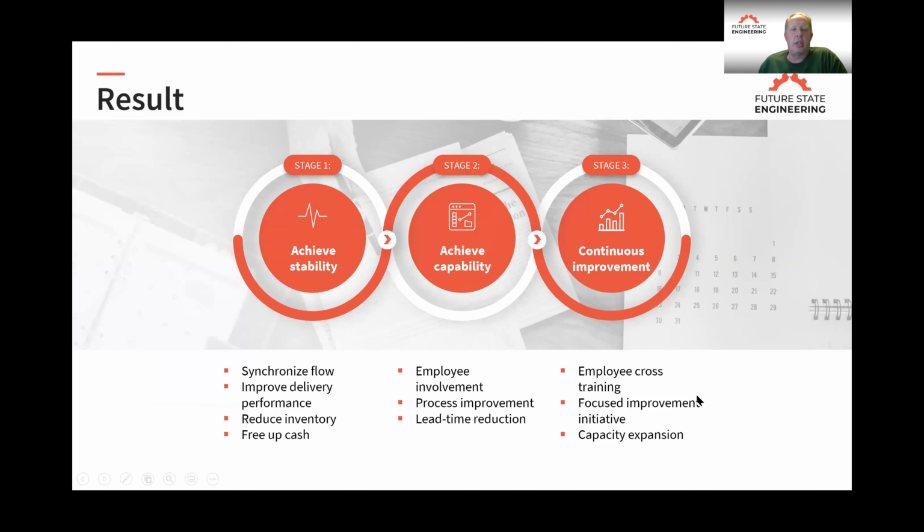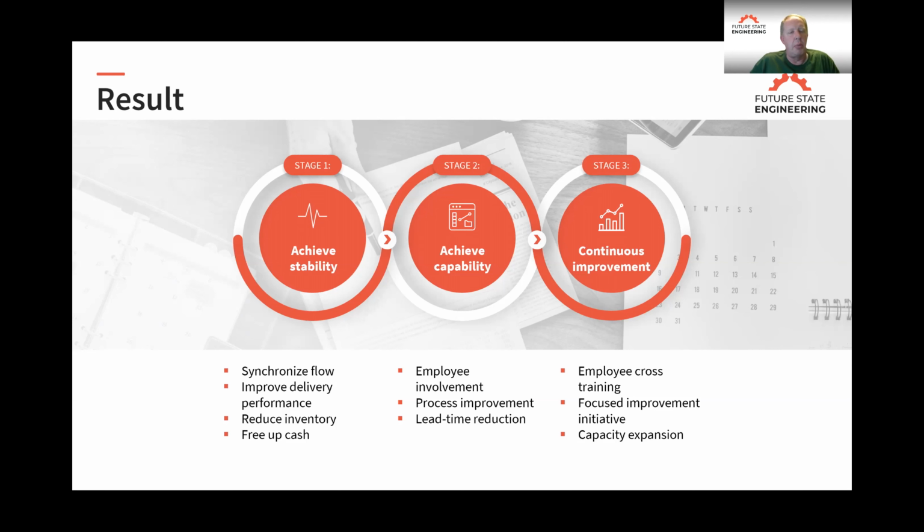So the result: when we're trying to improve company performance, we really look at it as three stages. Stage 1 is to achieve stability. What that means is the outcomes are predictable. Whether you're doing an entire company transition or a specific function in the organization, the first step of the process is to get stability, which means the output of the work being done is predictable in terms of quality, lead time, and delivery.